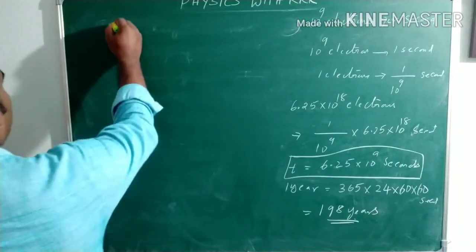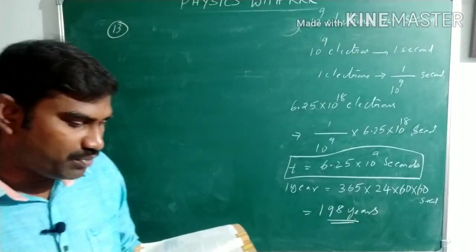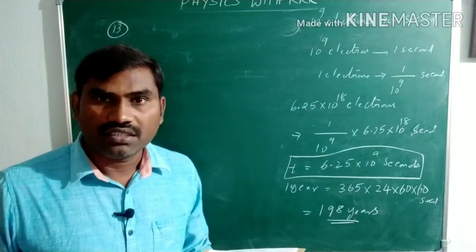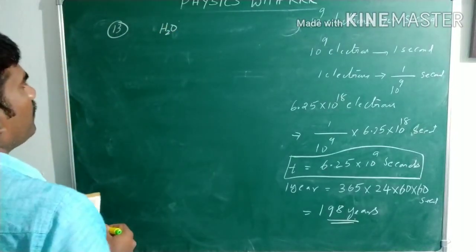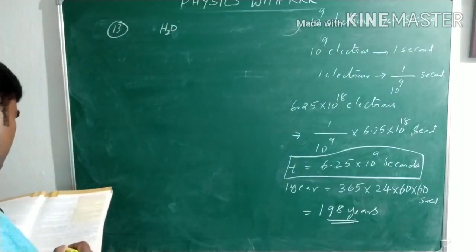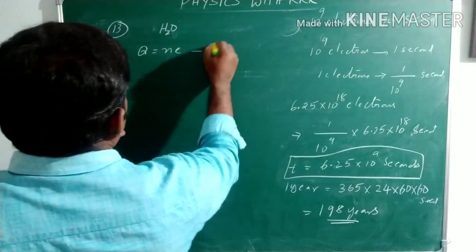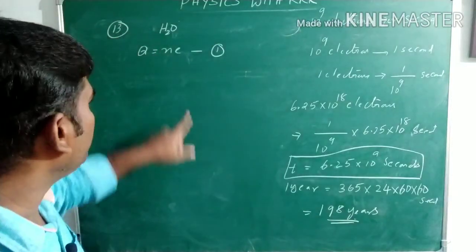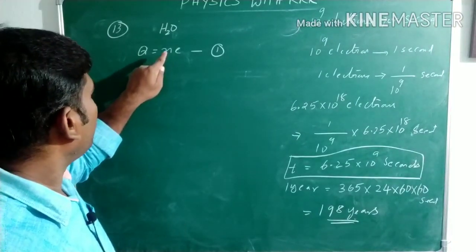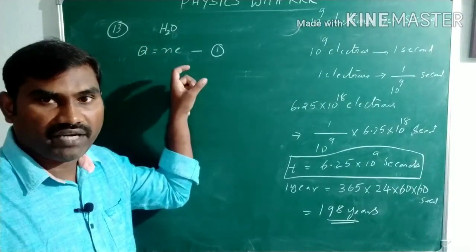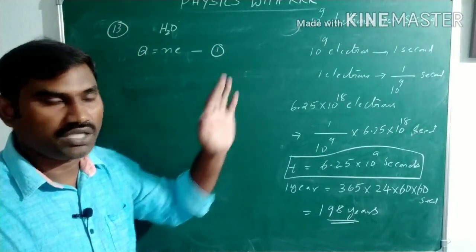This is a very important model of numerical. In the JEE Mains examination, this question was asked. How much positive and negative charge is there in a cup of water? Water consists of H2O. For finding the charge, Q is equal to N into E. Now we need to find the number of atoms, so from that we can calculate the value of total charge.